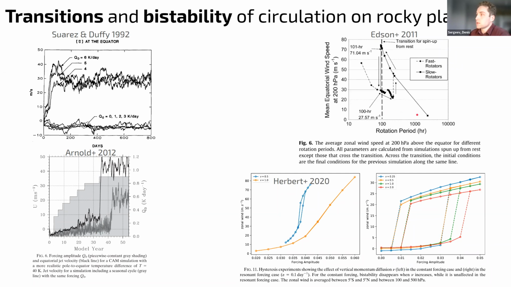Other papers considered not only the bifurcation, but also hysteresis of atmospheric circulation, such as this paper by Hubbard et al. in 2020, where they used a quite idealized shallow water equation model to study the response to forcing. But another interesting result was shown by Edson et al. in 2011, where they showed a hysteresis in atmospheric circulation with respect to the rotation period.